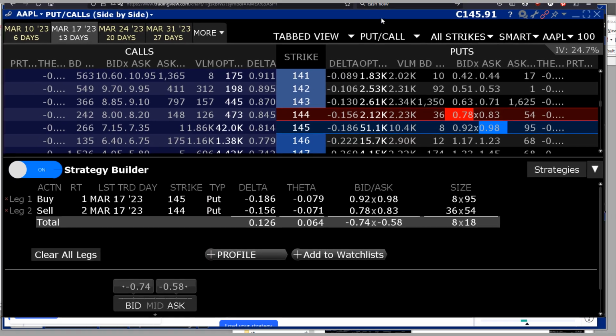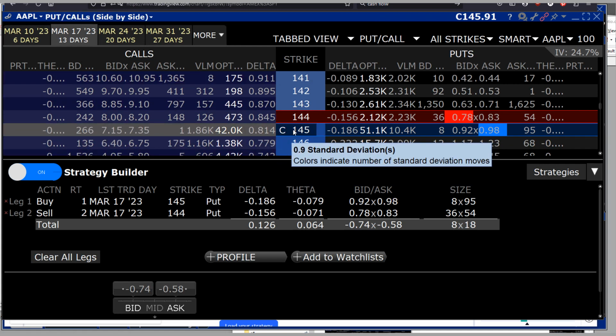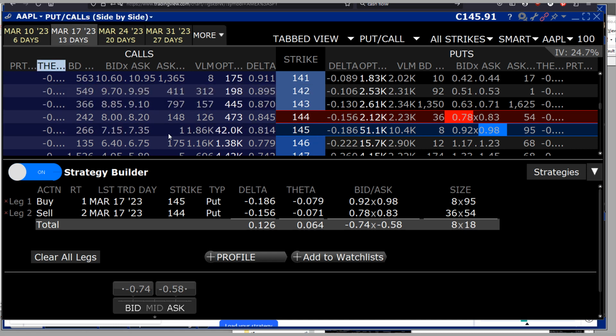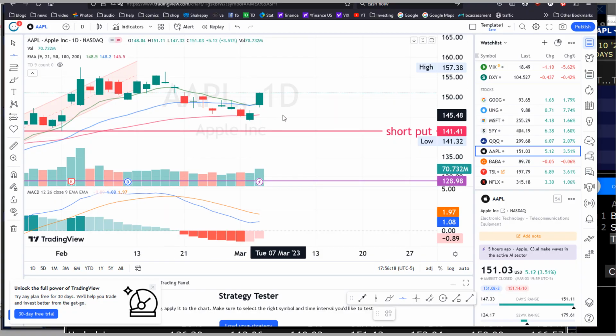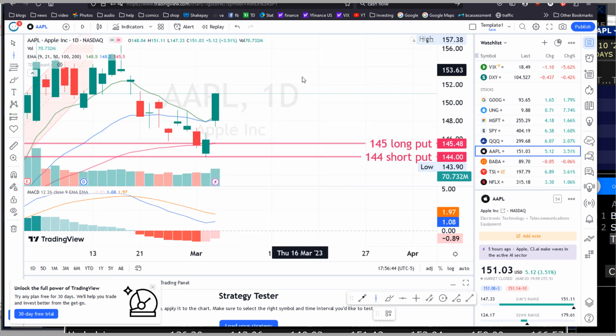Now, in terms of how to manage your put ratio spreads, basically if the stock continues to trade above your long option, so in the example with Apple, I'm going to use 145 as my long, and I'm going to short 144 twice. So if I were to put this trade on today, 145 is here, and this is my 144 short put. And March 17th is right here on a Friday.